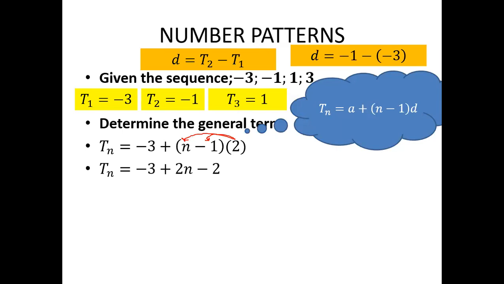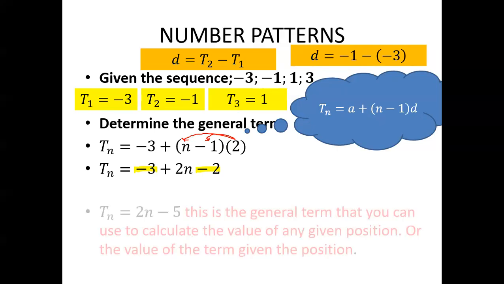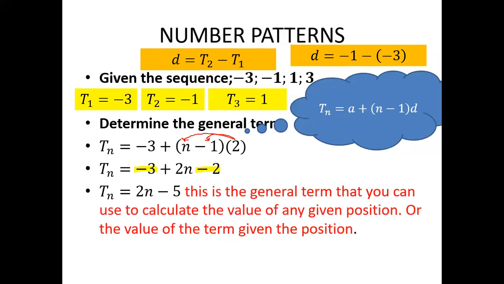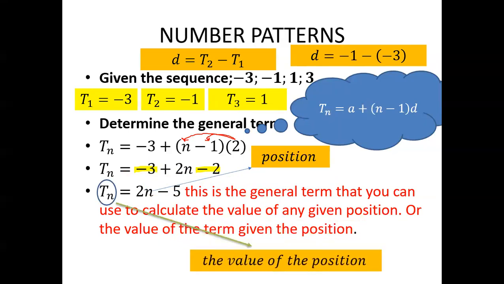And these here are like terms. You can therefore add them, -3 and -2. That will give you -5. So you can't add 2n to all of them because 2n doesn't look like them. It's not like with them, and hence 2n will remain the same. And this is the general term that you can use to calculate the value of any given position, or the value of the term given the position, where n is the position and Tn is the value of the position.